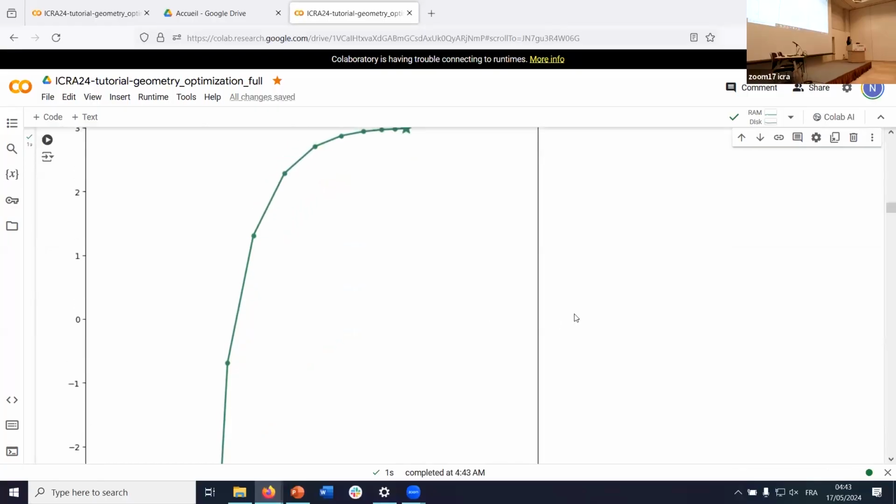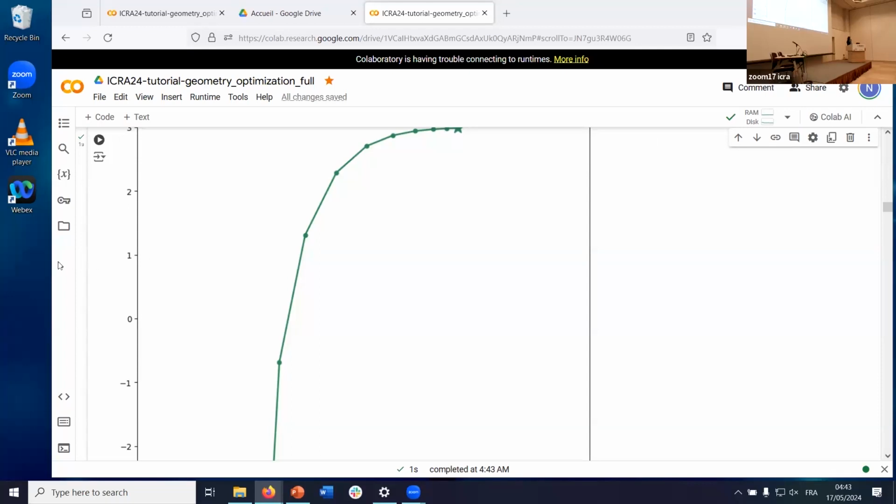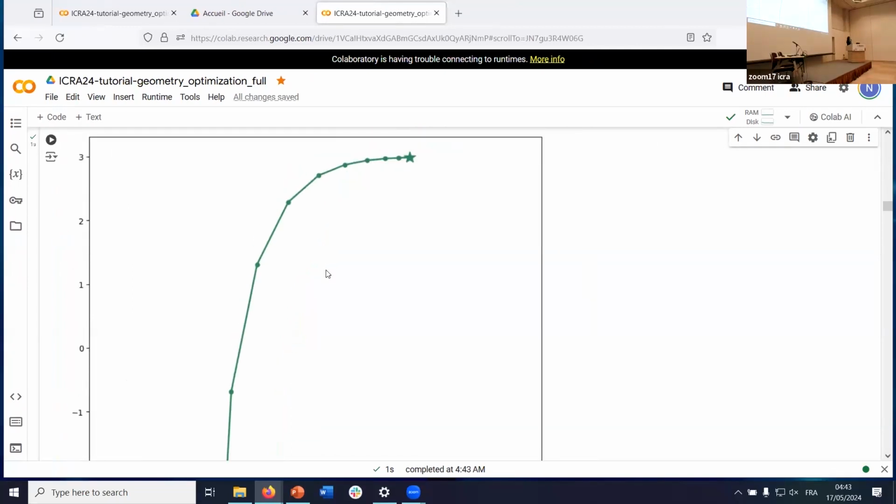Can I zoom out a little bit? Yeah, not sure how. Okay. Maybe make that smaller. It doesn't work. Okay.